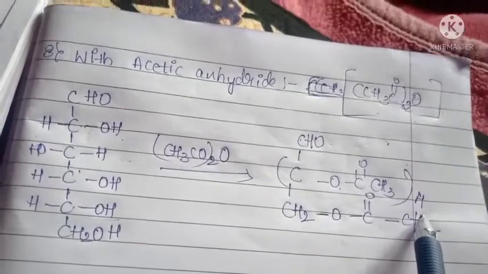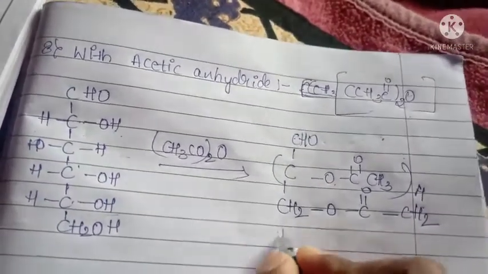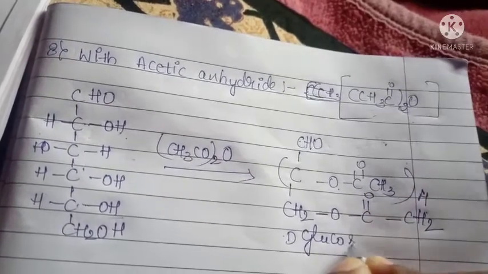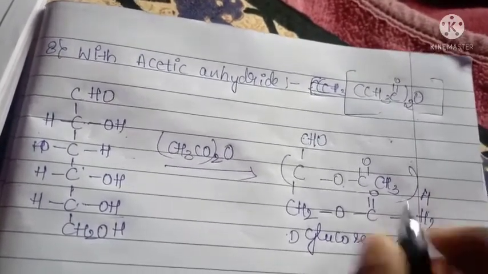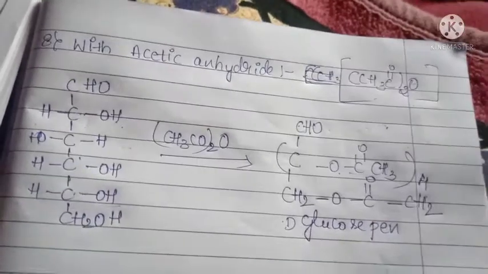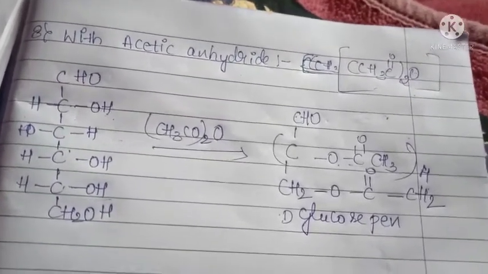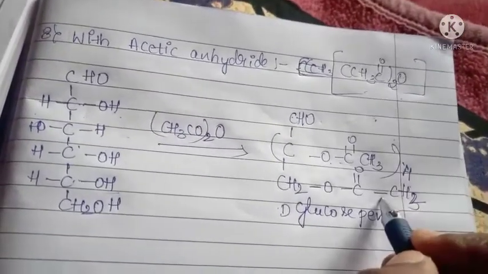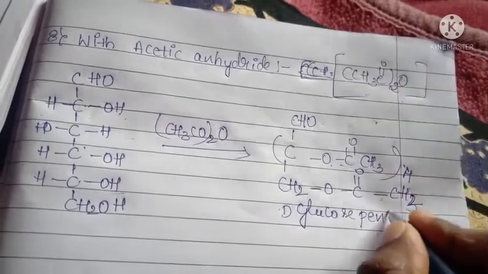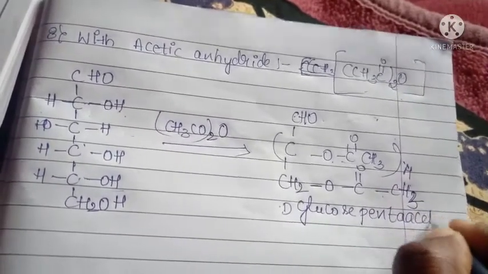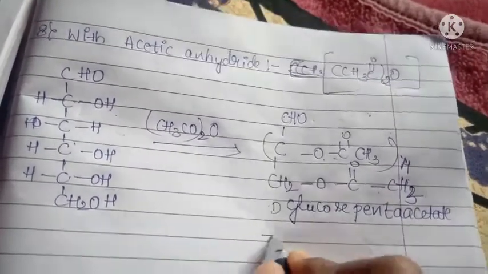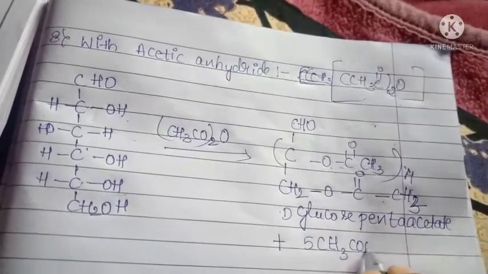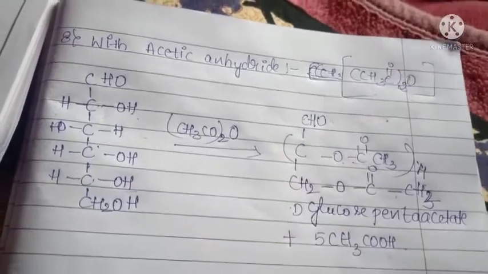Understood? So this is called D-glucose pentaacetate. This is the acetate group. CH3COO group is the acetate group. How many groups are there? Here CH3, 4 plus 1 is 5. So it is called pentaacetate plus 5 moles of acetic acid. 5 moles of acetic acid.